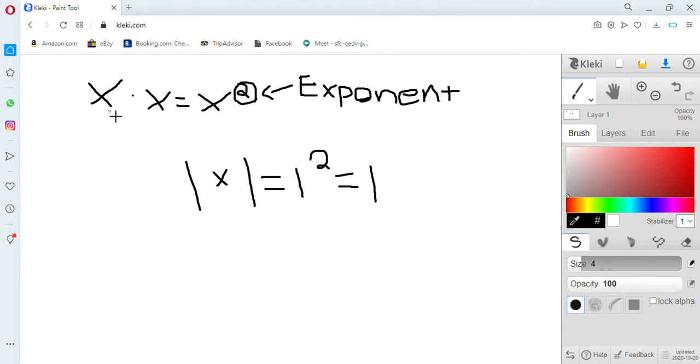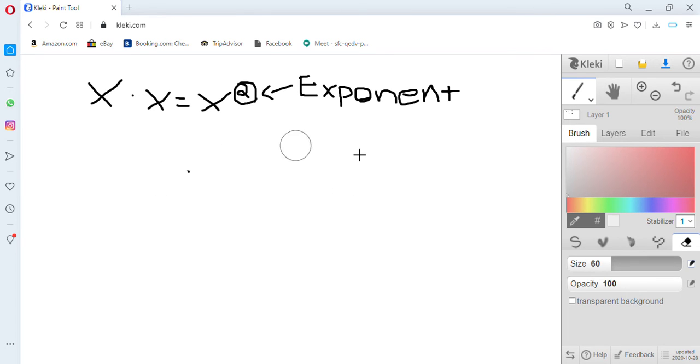And if x had a value, then it would be that value multiplied 2 times. It'll be that value squared, like if it has a value of 1, it will be 1 times 1, which is 1, or 1 squared. But let's erase. Find the erase button. There it is. Let's erase this right here.